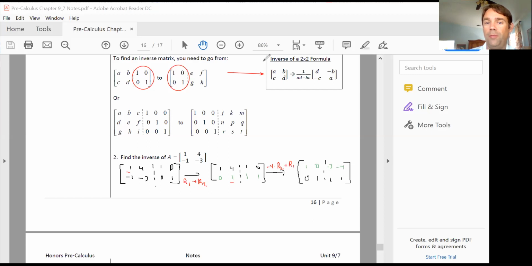So what we came up with here is that the inverse matrix to A would be -3, 1, -4, and 1. Is that really the inverse? Well, there's one way to find out. You multiply it together. So let's see what happens when we multiply it by our original matrix.